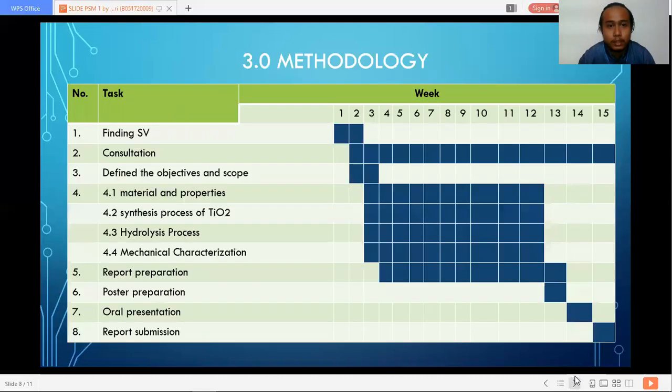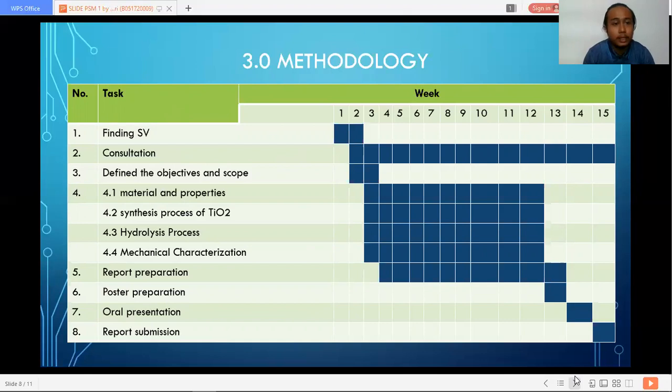So the last chapter, methodology. We have 8 points. The first point is finding a supervisor, which requires 2 weeks, and then consultation with the supervisor from week 2 to the last week, week 15. The third one is to define the objective and scope, which requires 2 weeks, week 2 and 3.